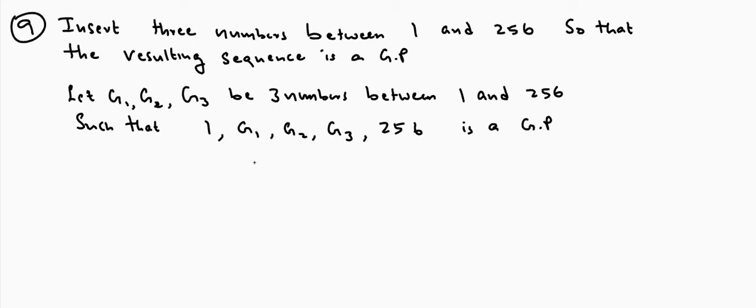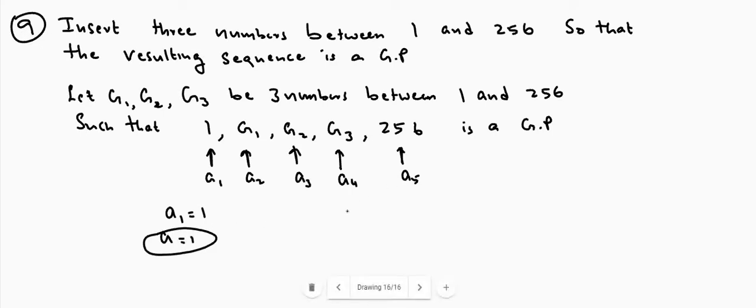geometric progression. Here this is the first term, and this will be second term, third term, fourth and fifth term. Okay, then we get A1 equal to 1, that is A equal to 1. And the last term A5 is equal to 256. From this we can find R.